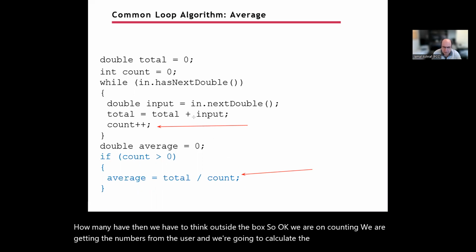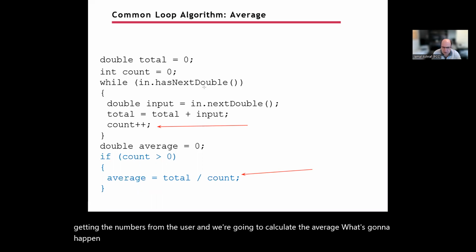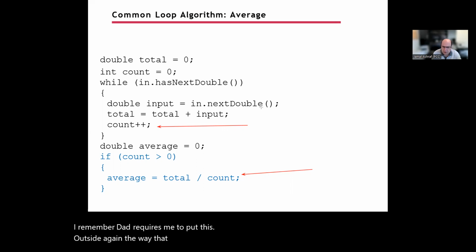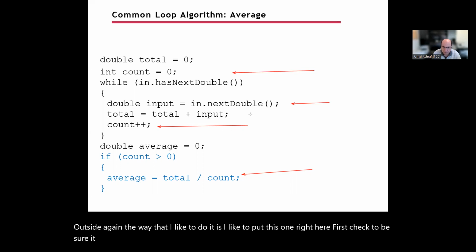What's going to happen if the first thing that the user puts is not a double? Then it's not going to do anything over here. Then we're going to have a problem because my count is 0. And remember, that requires me to put this outside. Again, the way that I like to do it is I like to put this one right here first, check to be sure it has a double, and then put it right here after the count plus plus to be sure I'm checking it outside of them.